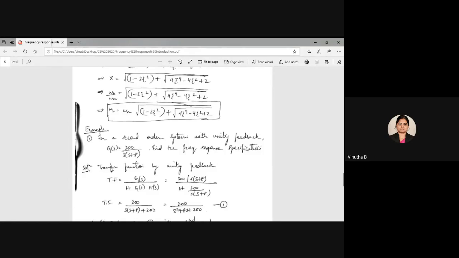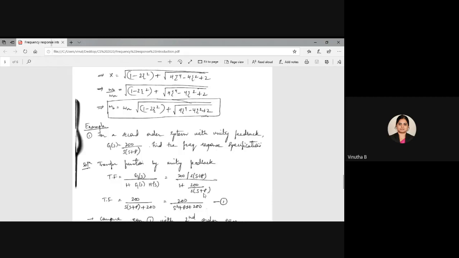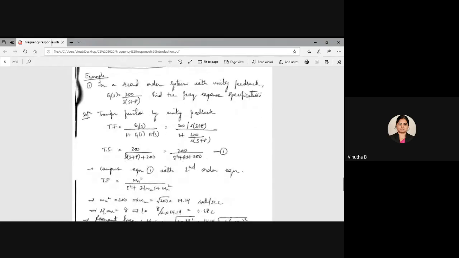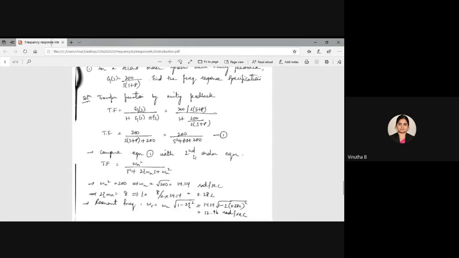First, they have mentioned unity feedback, so consider the transfer function with unity feedback. The transfer function is given by G of s divided by 1 plus G of s into H of s, which is equal to 200 divided by s into s plus 8, divided by 1 plus 200 by s into s plus 8, because H of s is 1. So the transfer function is 200 divided by s into s plus 8 plus 200, which is equal to 200 divided by s square plus 8s plus 200. Call that equation number 1.